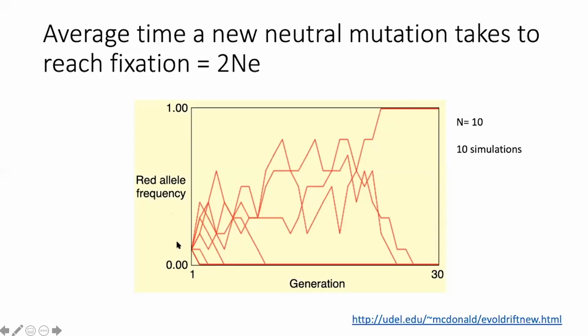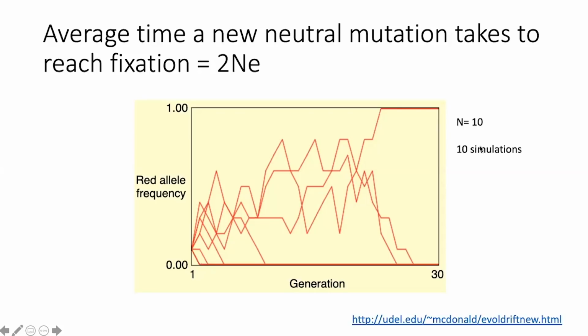But what I'm showing you here are 10 different population genetic simulations for a population size of 10. And so we see that 1 in 10 did fix in the population. So that's consistent with our predictions that 1 divided by N is the probability that a mutation will fix. So N here is 10, so 1 in 10, 10 simulations.